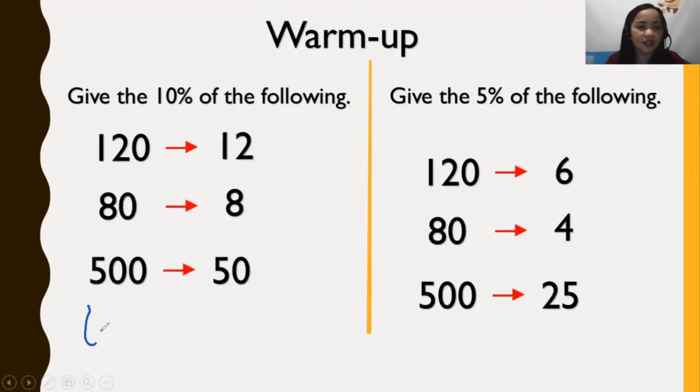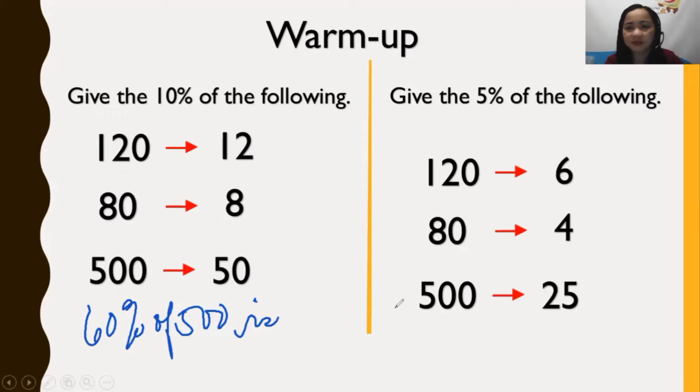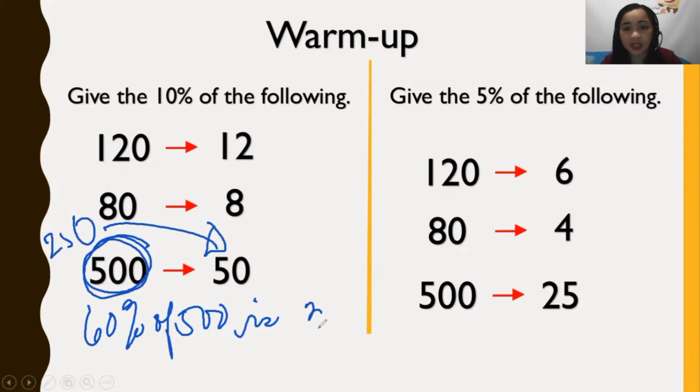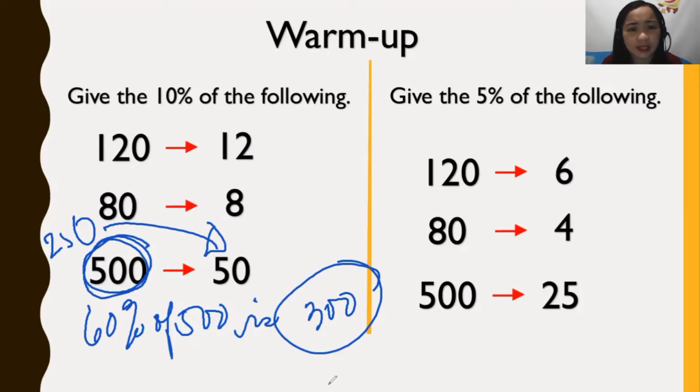And then we have 60% of 500 is kalahati. We have 50% is 250. Plus 50, the answer is 300. That's how easy we compute percentage mentally. We just need to get, if we are going to get the 15%, get the 10% and 5% of each. If we are going to compute for the 60%, we just get the 50% and 10% of each. And if we are going to compute for the 11%, that is 10% plus 1% of a number.